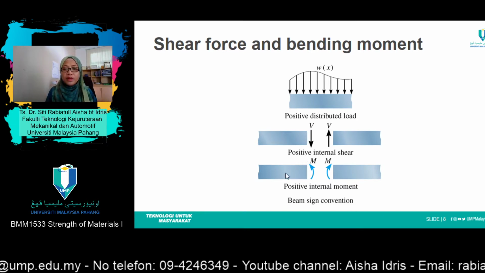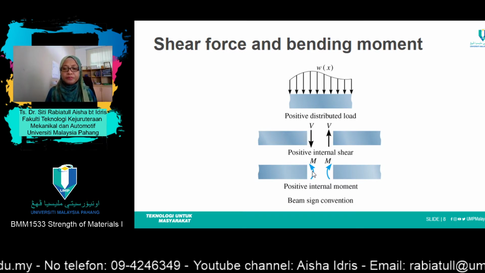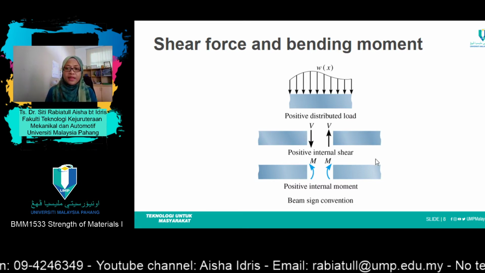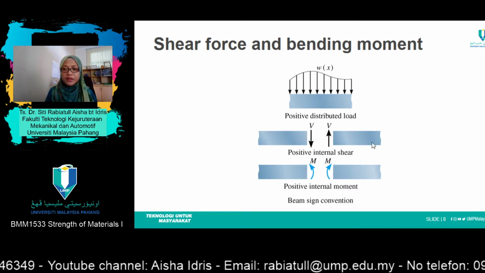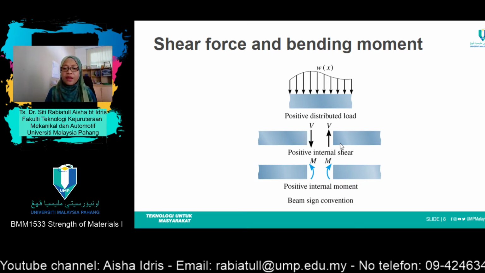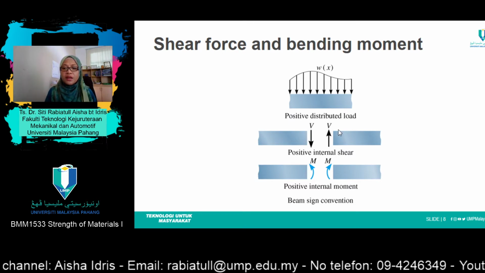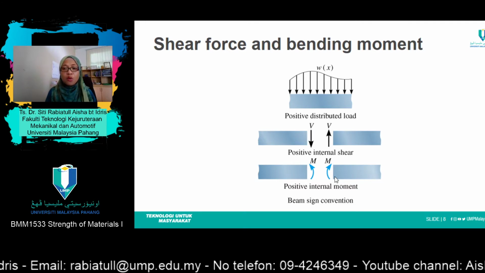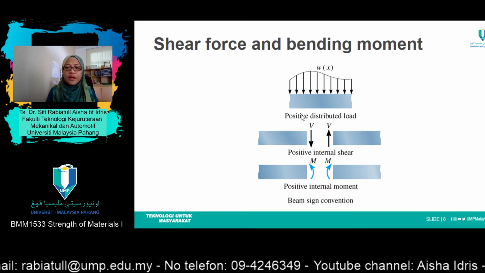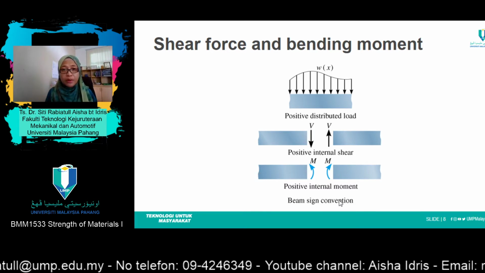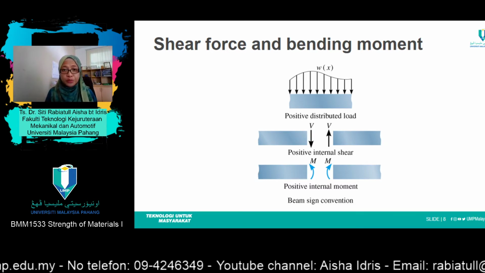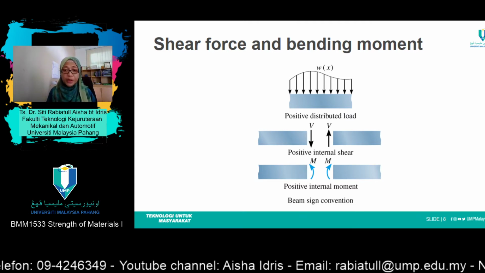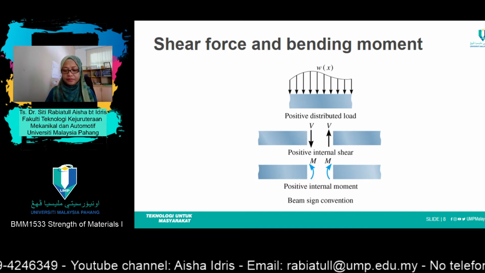for moment it will move counterclockwise. And if we cut from this point until this point, from right to the left, the sign convention for internal shear is upward, and for moment it is clockwise direction. So this sign convention needs to be remembered, otherwise you are going to draw the wrong shear force and bending moment diagram.